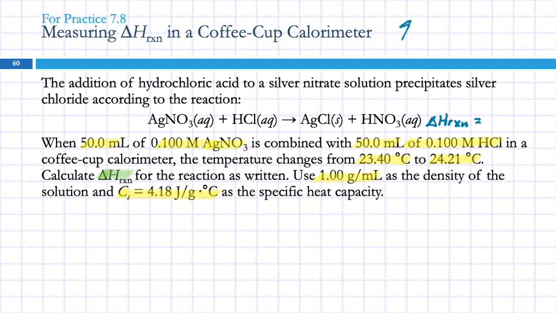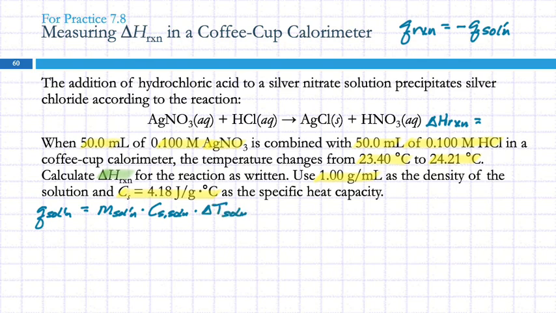So we know that Q for the reaction is equal to negative Q for the solution. So we need to find Q for the solution, and that is going to be the mass of the solution times the specific heat capacity of the solution times the change in temperature for the solution.